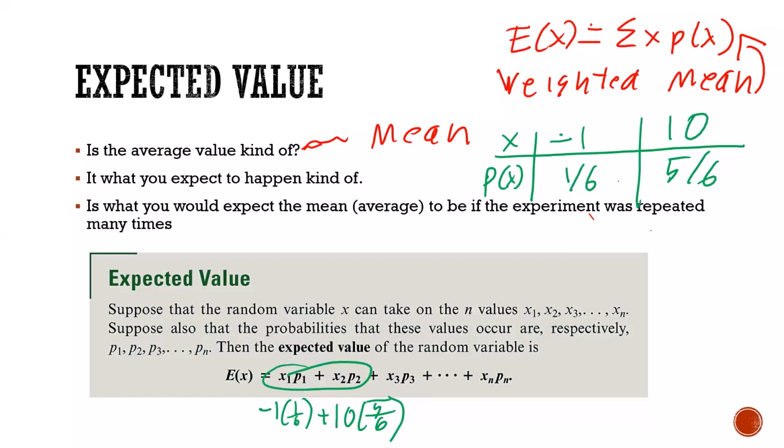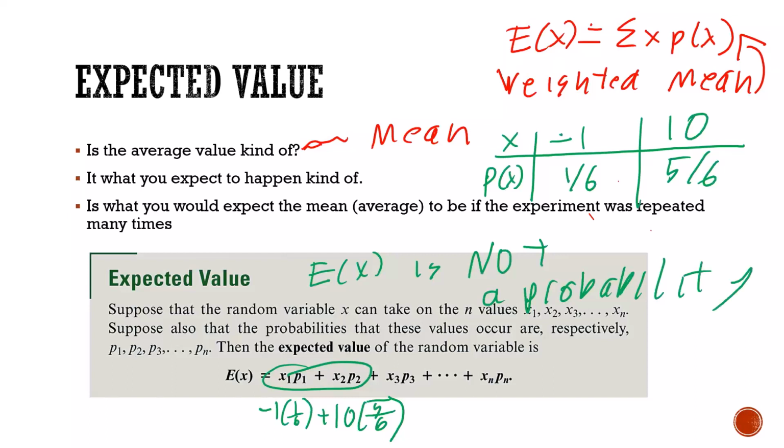So an important thing to understand is that E of x is not a probability, right? It is an expected amount. It is measured in whatever units x is measured in, so it is an amount of dollars. When you're trying to find out a probability, you should be adding probabilities, right?